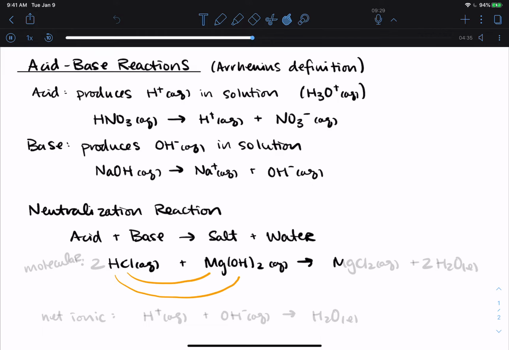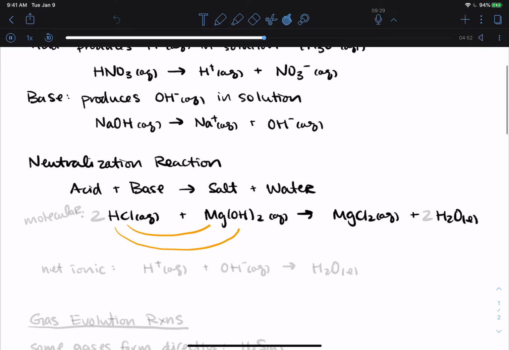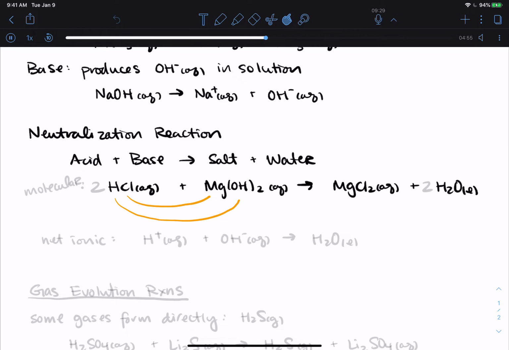So magnesium chloride, but I need 2 Cl's. And if I go look this up in the solubility table, it is soluble. And then we're going to make a liquid water. Now, I need to make sure that this is balanced. So in order for this to be balanced, I need a 2 in front of my HCl and a 2 in front of my H2O. Okay, now once we learn more about reaction stoichiometry, you'll be able to do more with these.